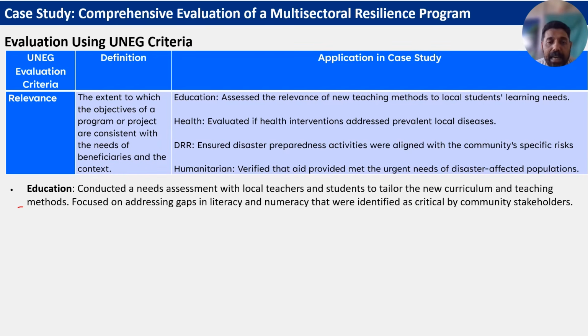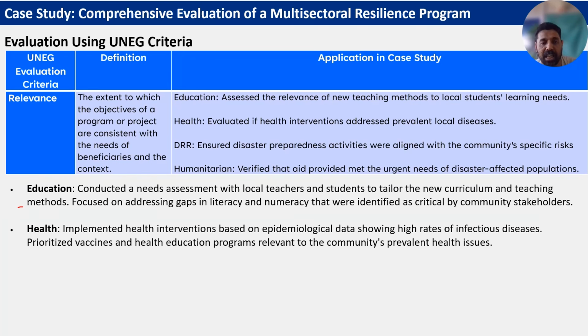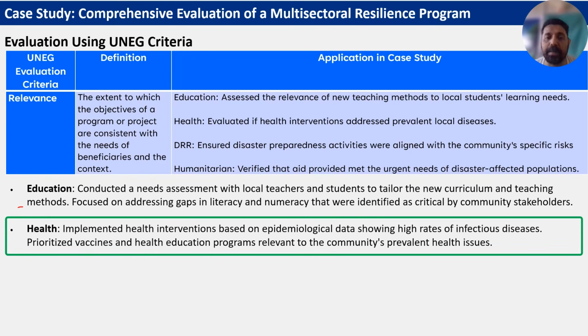Let me explain it a bit more. In education, conducted a needs assessment with local teachers and students to tailor the new curriculum and teaching method, focused on addressing gaps in literacy and numeracy that were identified as critical by community stakeholders. So this is one of your relevance criteria applications. In health, implemented health interventions based on epidemiological data showing high rates of infectious disease, prioritizing vaccines and health education programs relevant to the community's prevalent health issues.